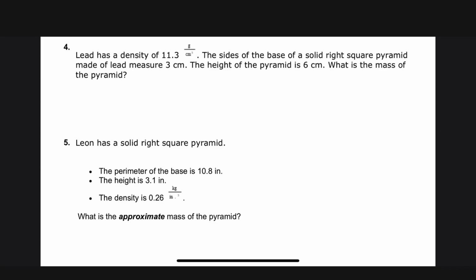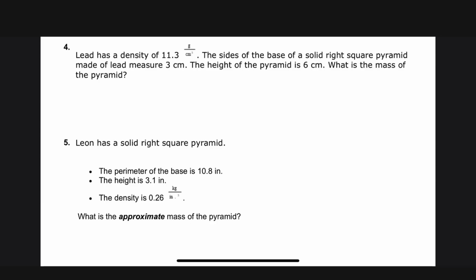All right. And then our last two questions are related to an object's density. So it says lead has a density of 11.3 grams per cubic centimeter. The sides of the base of a solid right square pyramid made of lead measure 3 centimeters. The height of the pyramid is 6 centimeters. What is the mass of the pyramid?